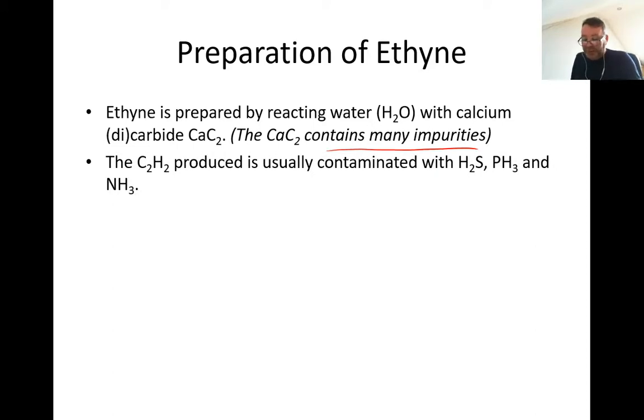The C2H2 produced is usually contaminated with, now this is dihydrogen sulfide, which is better known as rotten egg gas, so that's quite a smelly thing, phosphine and ammonia. So these three impurities are present in the calcium dicarbide when I buy it. So when I go to use it, that's the first thing you'll notice is the smell of it.